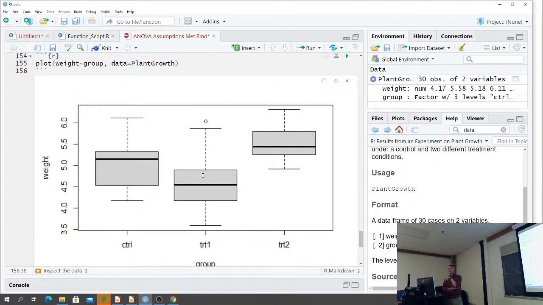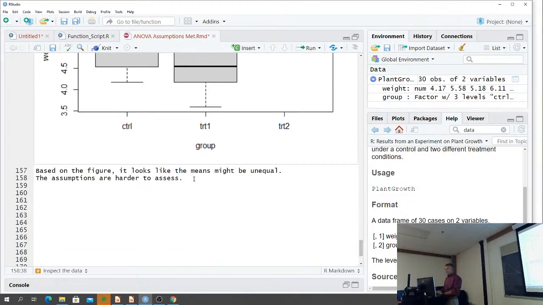With our normality, we said that if we're normally distributed, then this box should be in the middle, right? This line should be in the middle. If this line is moved closer to one side, it tends to indicate skew. However, look at our sample sizes. We've got a total of 30 values, which means we probably only have 10 values in each of these. So 10 for the control, 10 for treatment one, 10 for treatment two. So I'm going to say assumptions are harder to assess, but they might be met. Maybe.